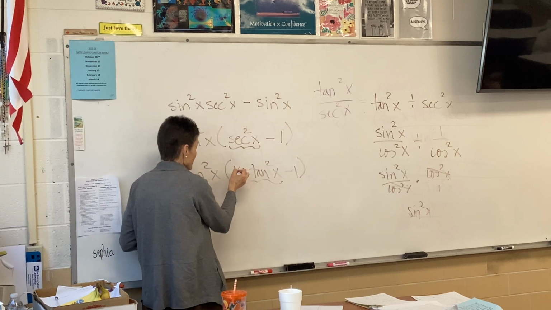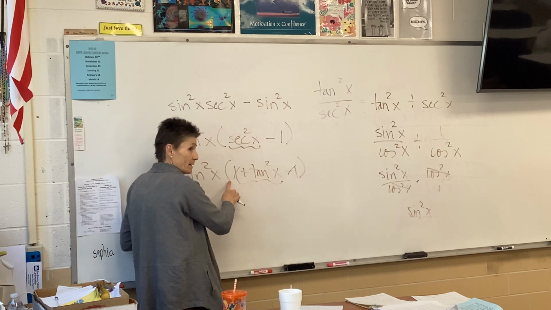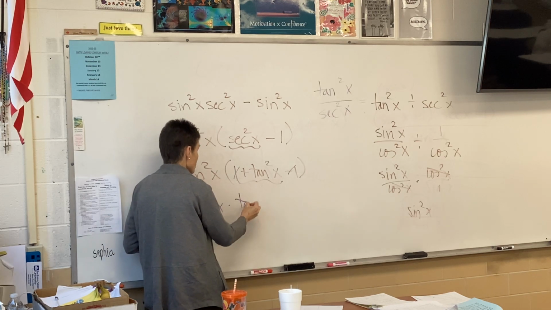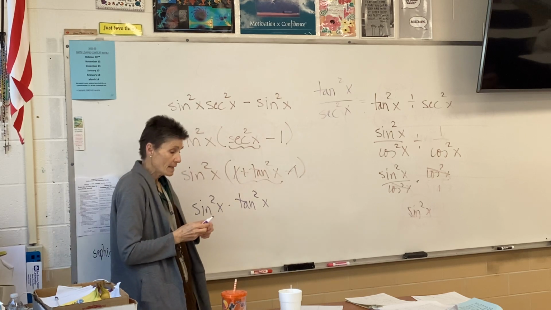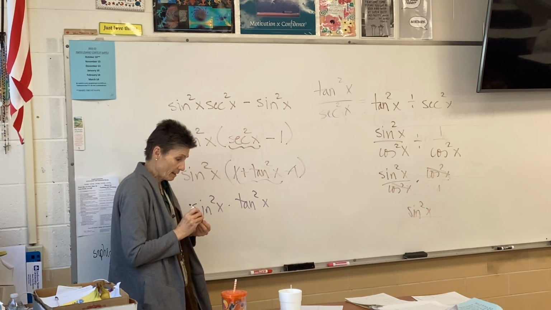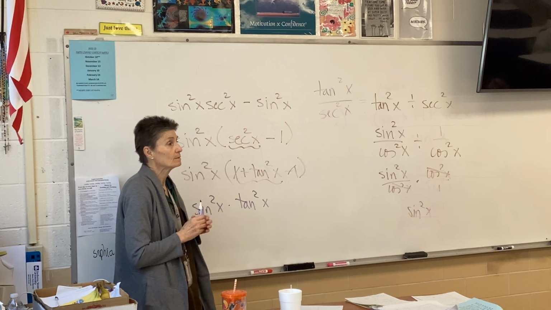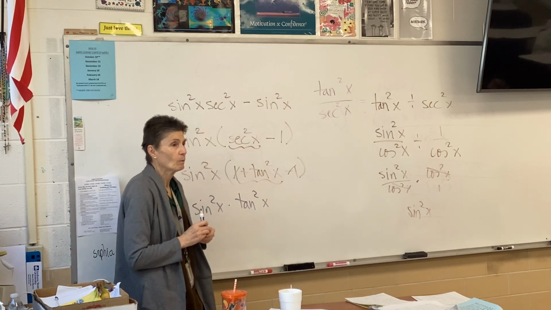You see these ones are going to cancel, do you see that? I have a 1 minus a 1. Do you see that, everybody? So I have sine squared times tangent squared. Any idea about what I might do next? We've done it already today. Any ideas about what I might do?